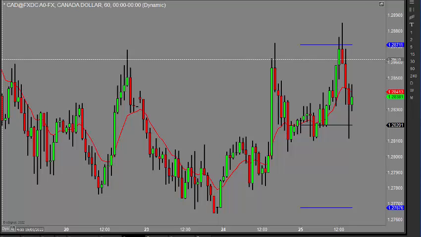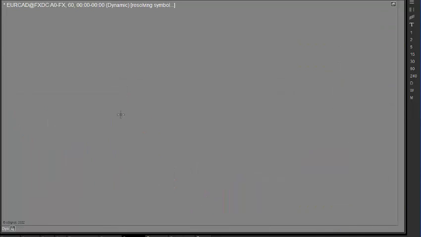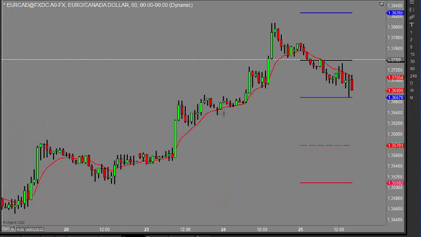So you can see, I've got another one. Where is it? The Euro CAD I was looking at. This was a trade here, and bang!